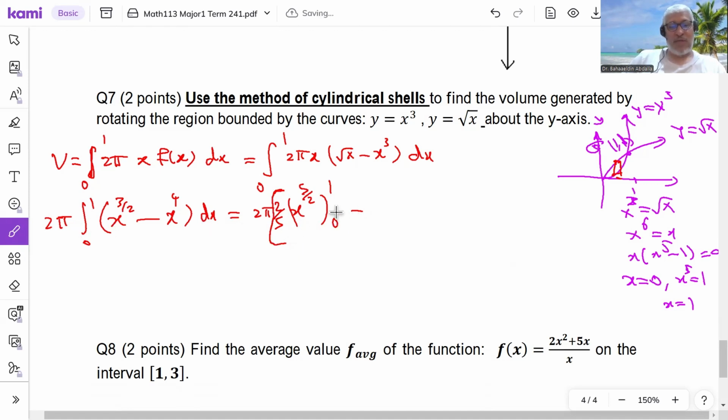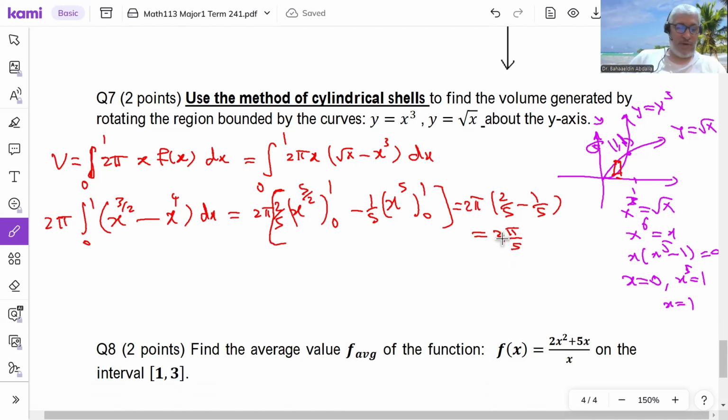Okay, 2 pi is outside, minus the integral of x to the power 4, which is x to the power 5 over 5, from 0 to 1, and the answer would be 2 pi. I'll have here 1 to the power 5 over 2 minus 0, that's 1. So I have 2 over 5 minus, this is also 1 minus 0 is 1, 1 to the power 5 is 1, so a negative 1 over 5. And this would be 1 over 5 times pi, so it is 2 pi over 5.